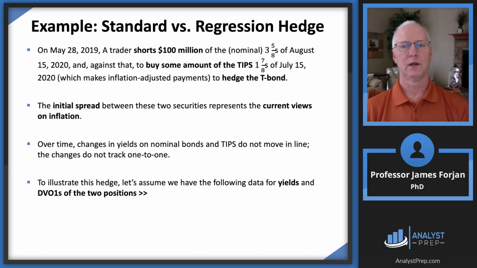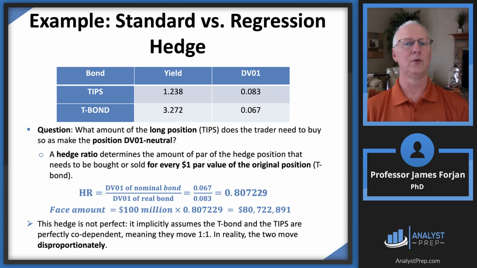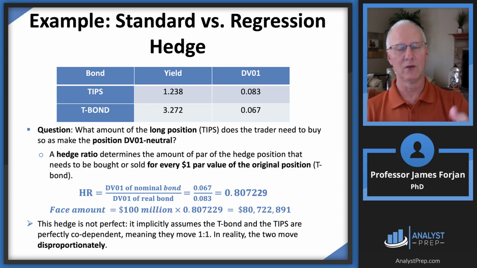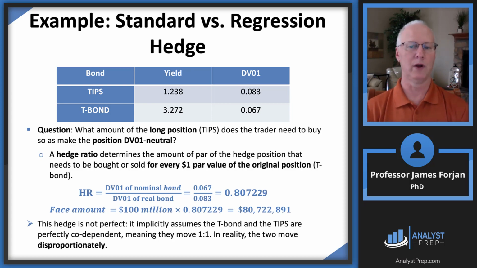All right, so let's take some historical data for yields and the DV01s on these two positions. And so here's a summary table. We have yields of 1.2 and 3.2 on the TIPS and the treasury bond. And then the dollar value is 83 and 67. All right, so here's the first question, which was identical to what we asked back in the corn example. We had 10,000 divided by 5,000, so that was 2, right? So that was our hedge ratio.